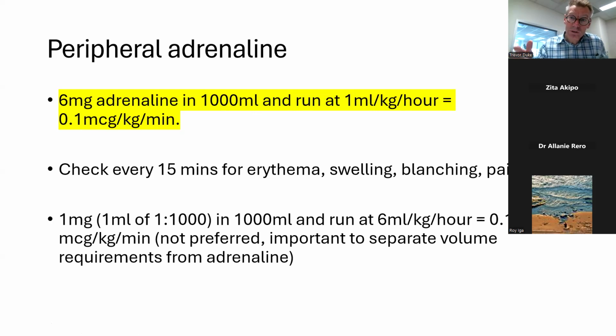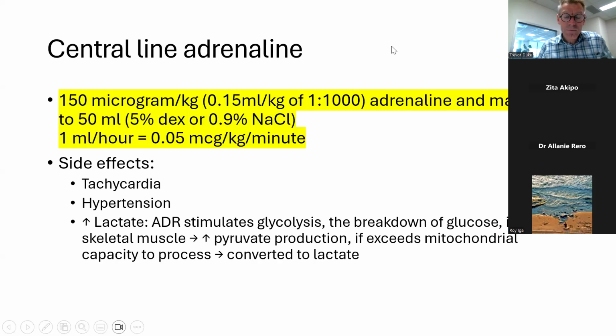Or if you go up to 2 mils per kilo per hour, so the 12 kilo child you're running at 24 mils, then that will be 0.2, which is, let's say, the sort of maximum you want to run it to start with. I won't go through the prescription for central line adrenaline, but I've just listed it here, and that requires you to have syringe pumps, so 50 ml syringe pumps.